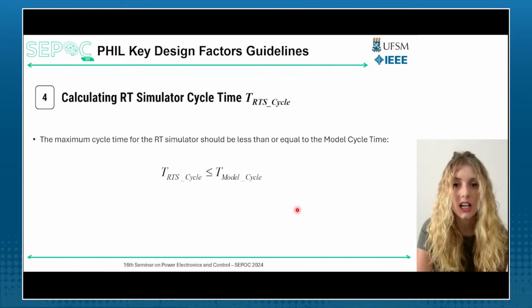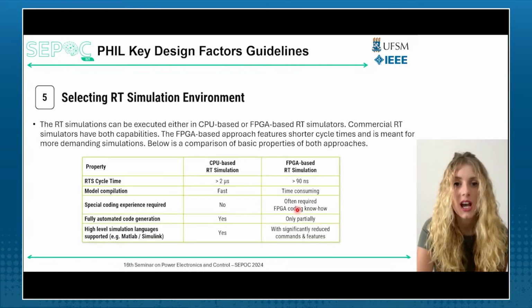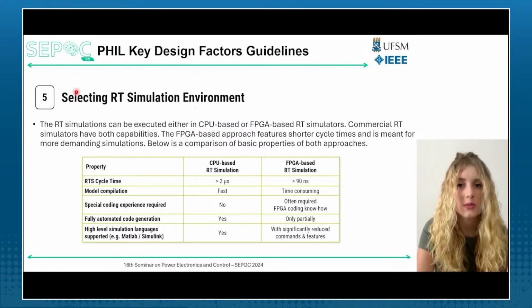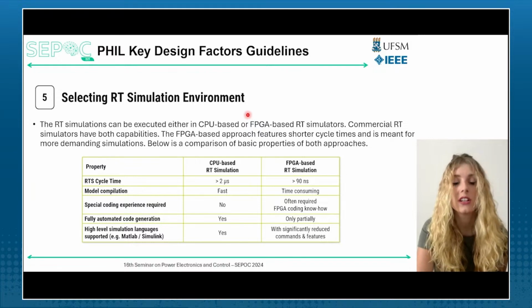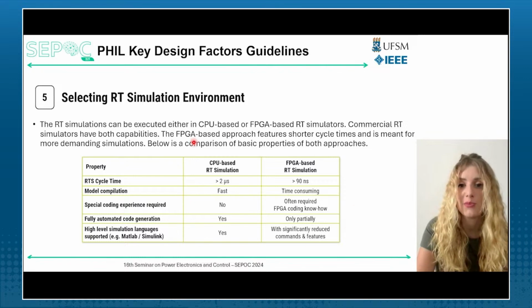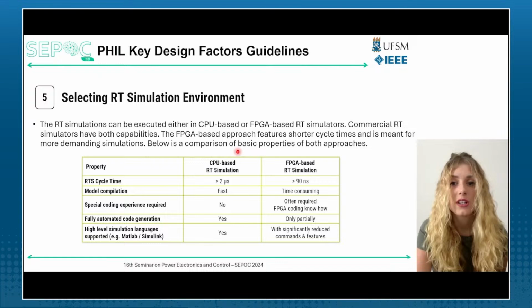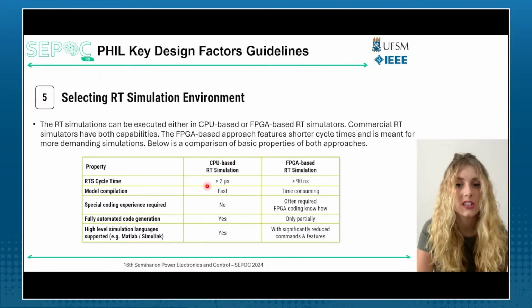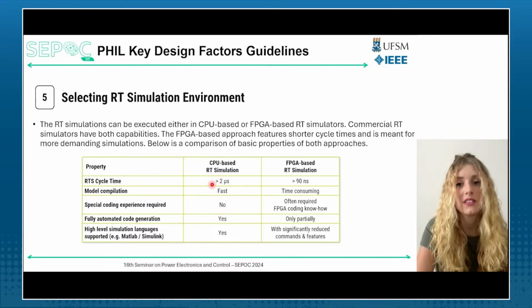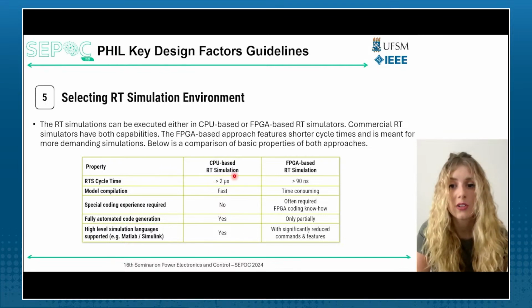Now that you know the cycling time for your real-time simulation, the question is, how do you select the actual real-time simulator? And the question is also what is available on the market. So typically there are two technologies for real-time simulators, and one is CPU-based and the other one is FPGA-based. From the table you can see a short overview of the main properties of these two approaches. In general, CPU-based simulators are a little bit slower because they have higher cycling time, and FPGA-based are faster, but handling of CPU-based simulators is easier because model compilation is faster.